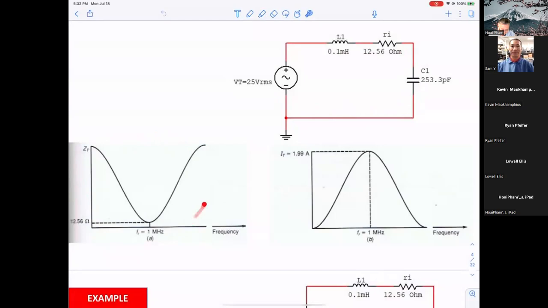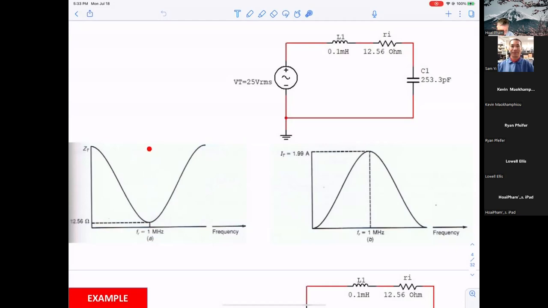Now, see what happened here. You understand this is the frequency, that means the frequency domain. The signal will change when the frequency changes. And this stands for Z total, the total impedance. Total impedance equals XL plus RI and XC, like we already calculated in the past. However, the frequency right here, 1 megahertz, is what we call the resonant frequency.